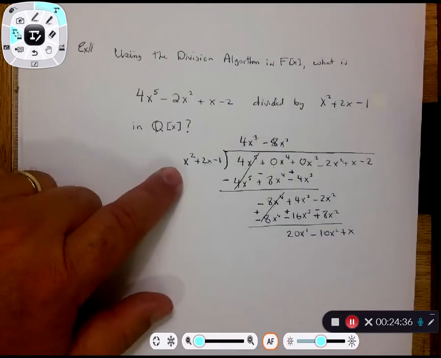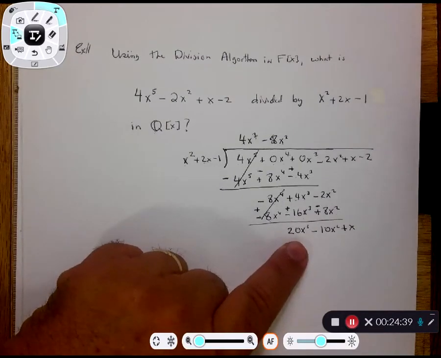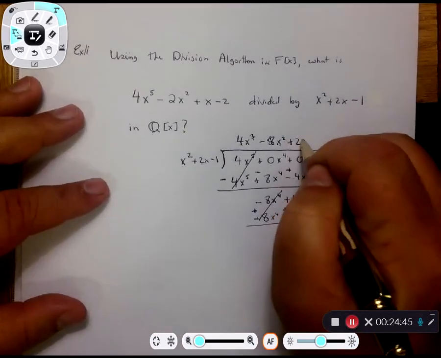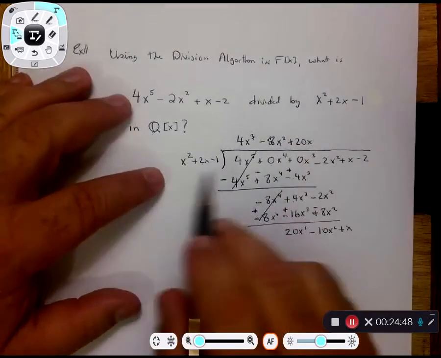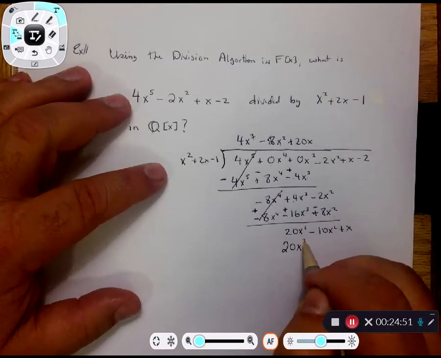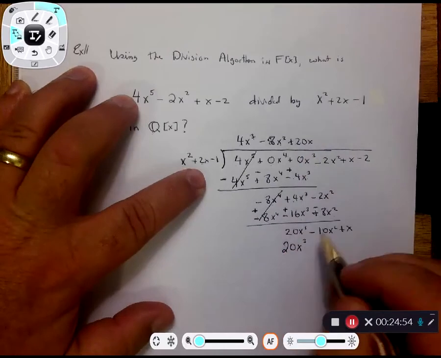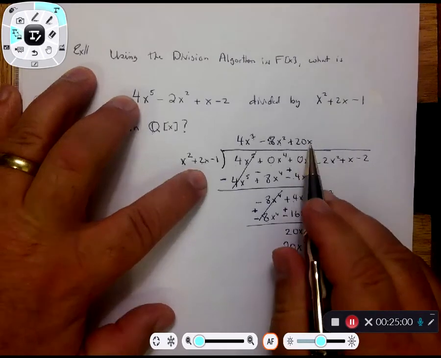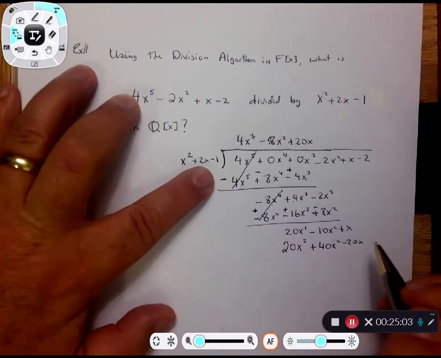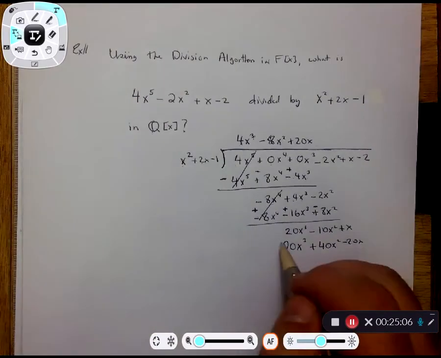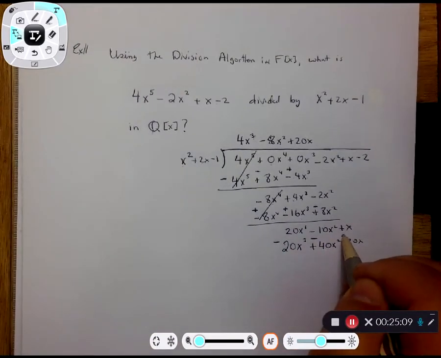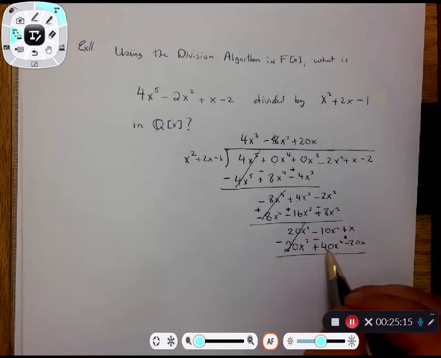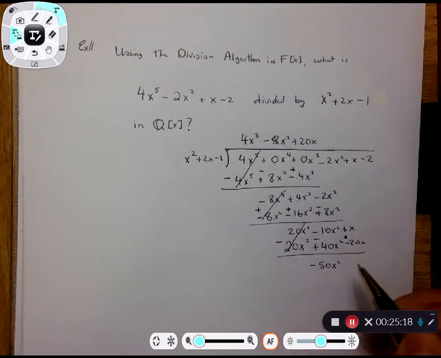What times x squared is 20x cubed? And that's going to be 20x. So it'll be plus 20x. 20x times x squared is 20x cubed. 20x times plus 2 is plus 40x squared. 20x times minus 1 is a minus 20x. Then I'm going to subtract, which will change my signs. Remember your long division days from junior high school. So this will cancel. Minus 10x squared minus 40x squared is actually minus 50x squared.